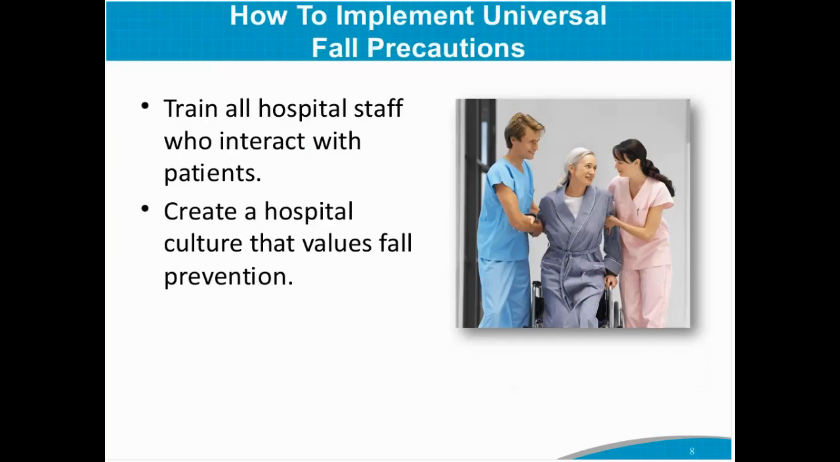To implement universal fall precautions, all hospital staff who interact with patients need to be trained. This includes direct caregivers, such as nurses and doctors, but also indirect caregivers, such as clerical and environmental staff. Training all hospital staff who interact with patients creates an environmental culture of safety within the hospital that really values fall prevention.